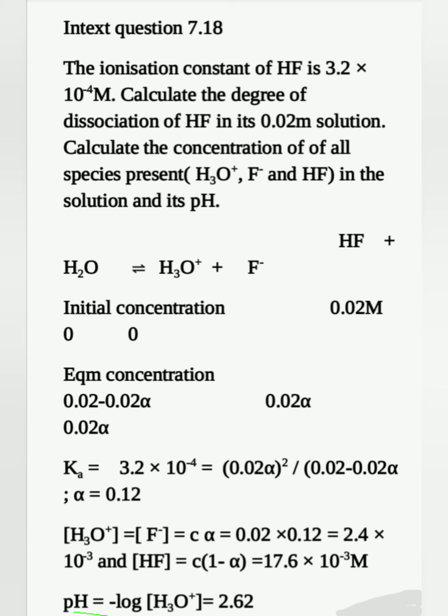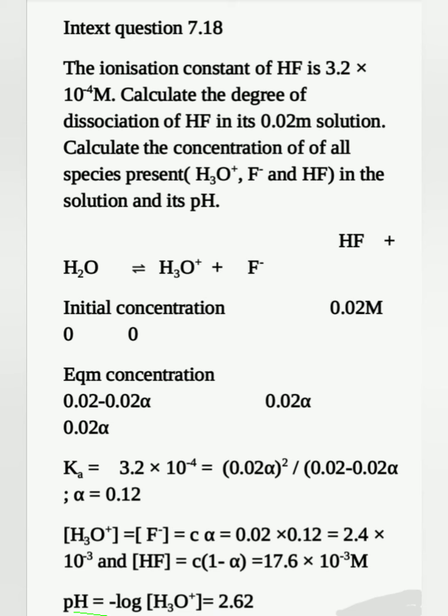That means the concentration of hydronium ion into that of fluoride ion divided by HF. Rearrange the equation and find out the value of alpha, which is equal to 0.12. You have to make use of your knowledge of the solution of a quadratic equation. We will get a quadratic equation and solve for alpha, so that alpha is equal to 0.12. And from the equation it is clear that hydrogen ion concentration and fluoride ion concentration are both equal, which is equal to C alpha.